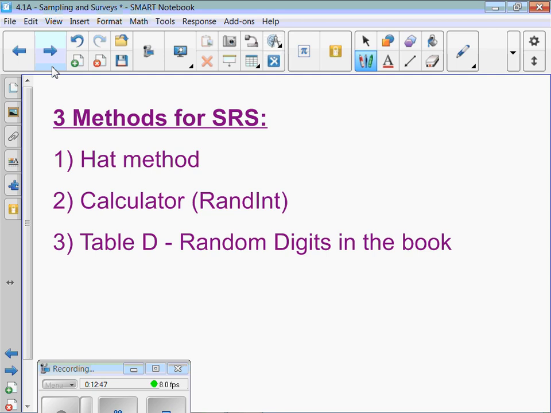We also have the calculator, which does random integers for us. You can use it. You have to assign everybody a number, though. And then we have table D in the back of the book, which we're going to talk about tomorrow. Table D is a little bit more of a pain. However, you have to know how to use table D because it might be on the AP exam. Okay? And it just gives random numbers for you. But you can use one of these 3 choices.